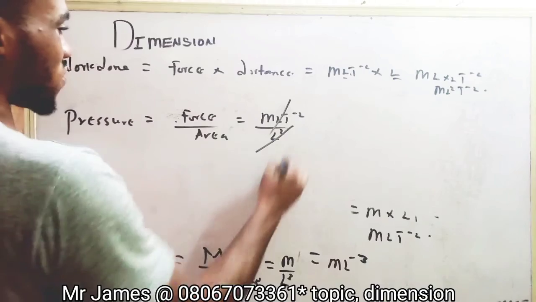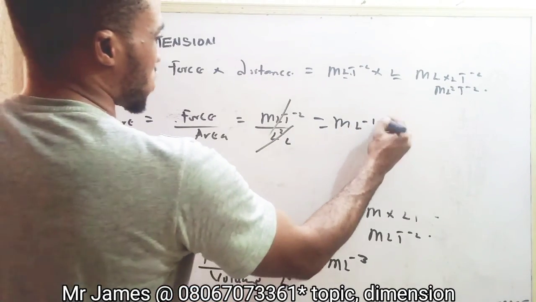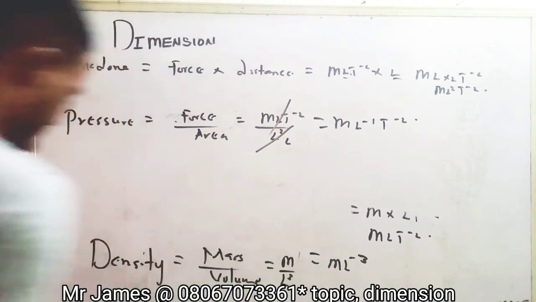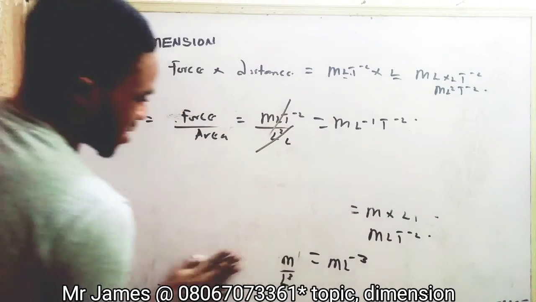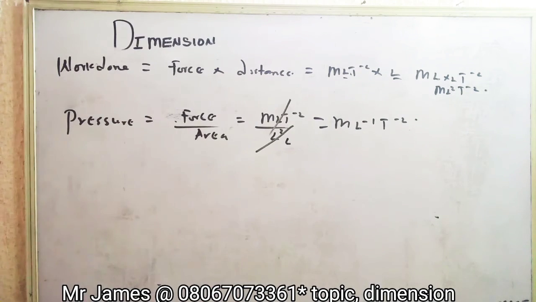One of these will cancel one of these. I only have L left. So bringing the L up, I have L raised to power minus 1, T raised to power minus 2. Now let us start including electrical quantities. The first electrical quantity I shall include will be EMF, or terminal potential difference.